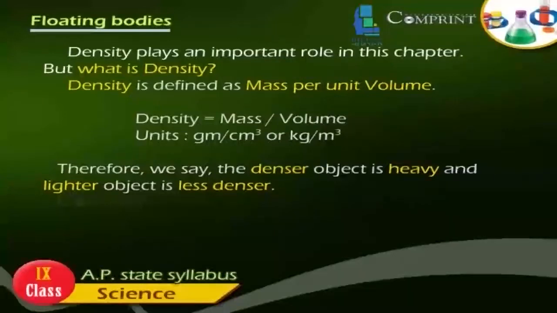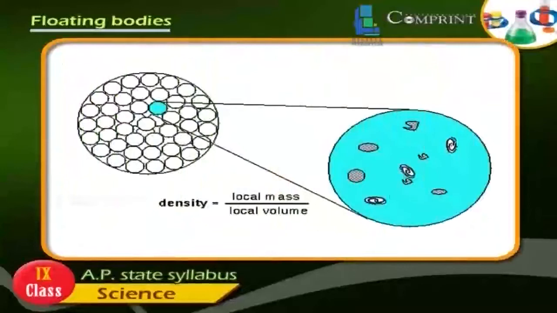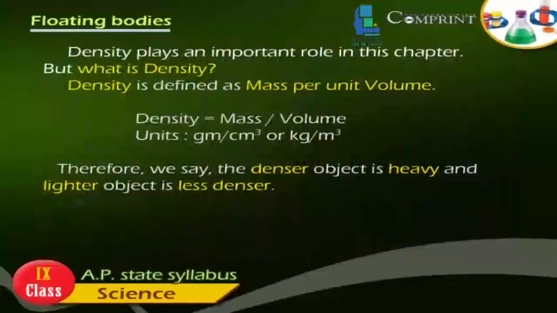Density plays an important role in this chapter. But what is density? Density is defined as mass per unit volume. Density is equal to mass by volume. Units: gram per centimeter cube or kilogram per meter cube. Therefore, we say the denser object is heavy and the lighter object is less dense.